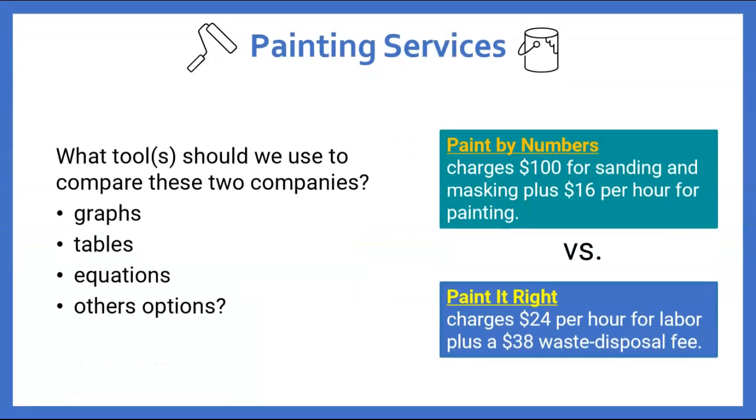So now we're looking at painting the shed. We have Paint by Numbers and Paint It Right. Paint by Numbers charges $100 for sanding and masking, plus $16 per hour per painting. And Paint It Right charges $24 per hour for labor, plus a $38 waste disposal fee. Now, they're charging different upfront fees for different things, but they both have an upfront fee. And then it sounds like they're also charging a rate per hour.